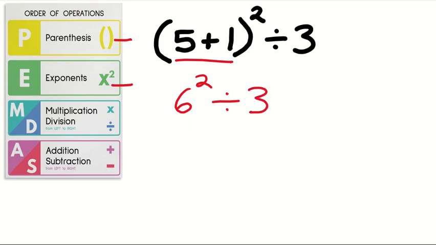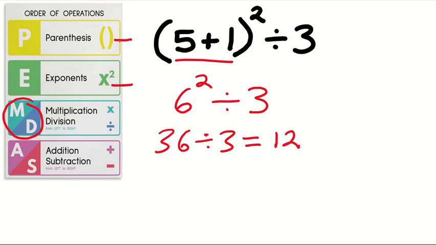Our next step is the exponents. In fact, we know that 6 squared is the same as 6 times 6, which is 36. And that leaves us our multiplication and division. That leaves us 36 divided by 3. And we know that 36 divided by 3 is 12. So the value of that particular expression is 12.